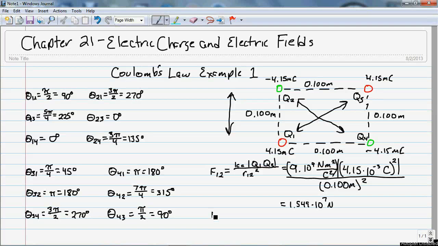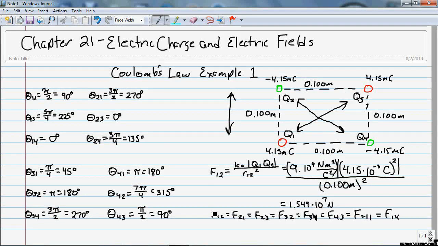So our force 1,2 is going to be equal to force 2,1, equal to force 2,3, equal to force 3,2, equal to force 3,4, force 4,3, force 4,1, and force 1,4. That's all of the edge forces there.